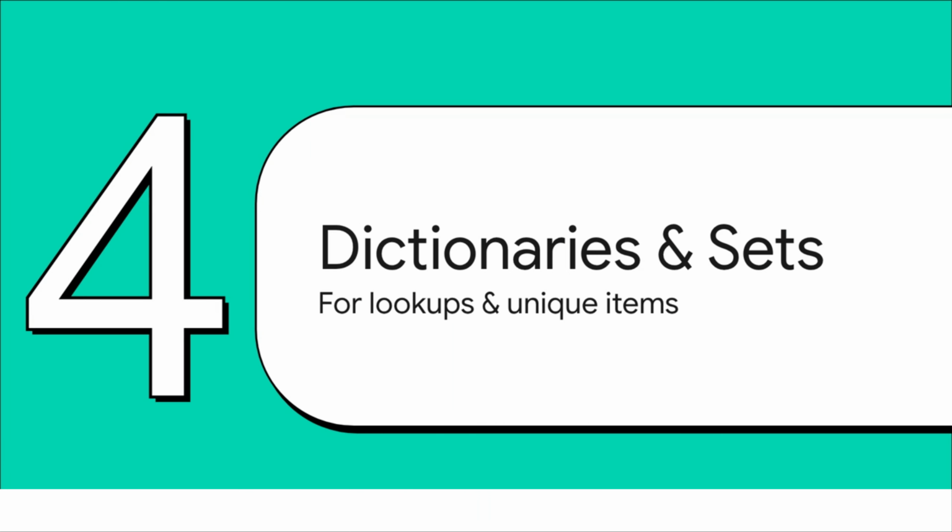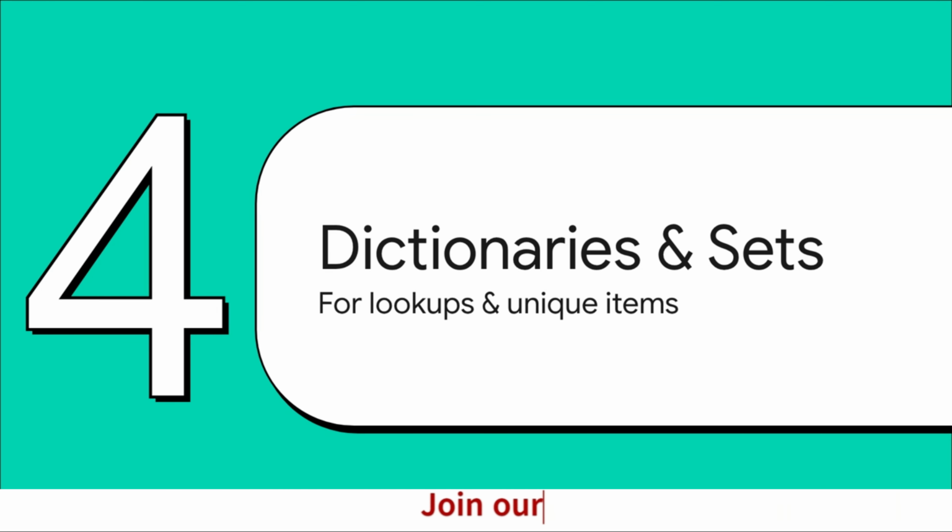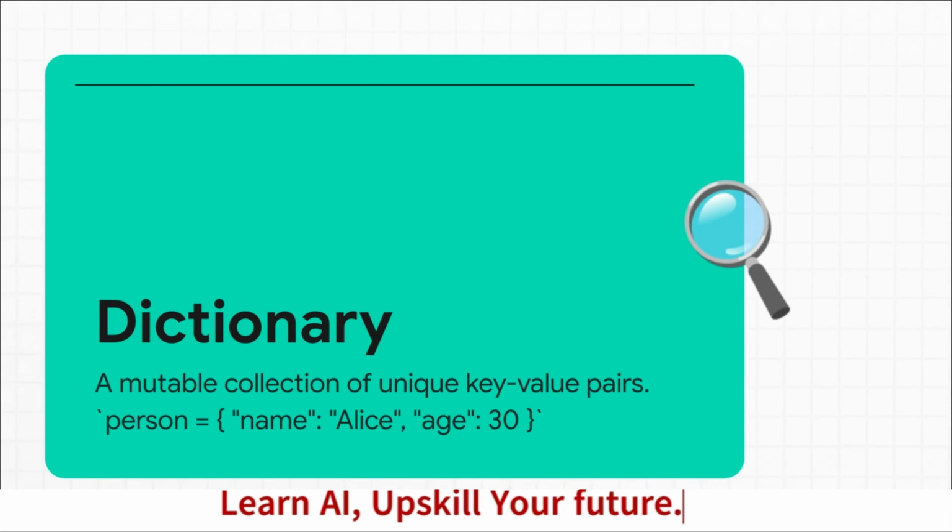Now we're going to talk about dictionaries and sets. These are highly specialized tools, and they're built for 2 things: raw speed and enforcing uniqueness. Order isn't really their main job. So let's talk about dictionaries. They store information in what we call key-value pairs.